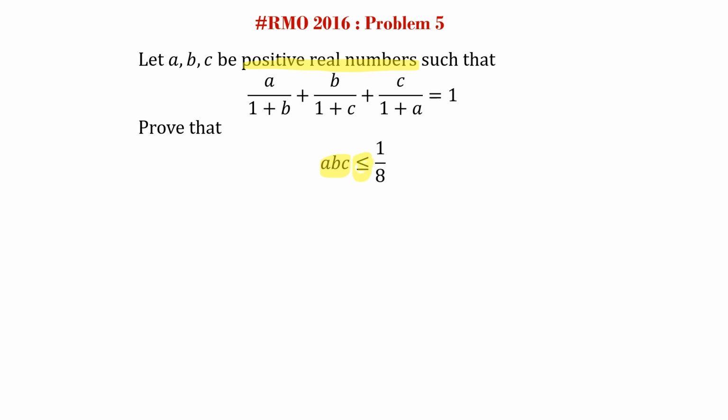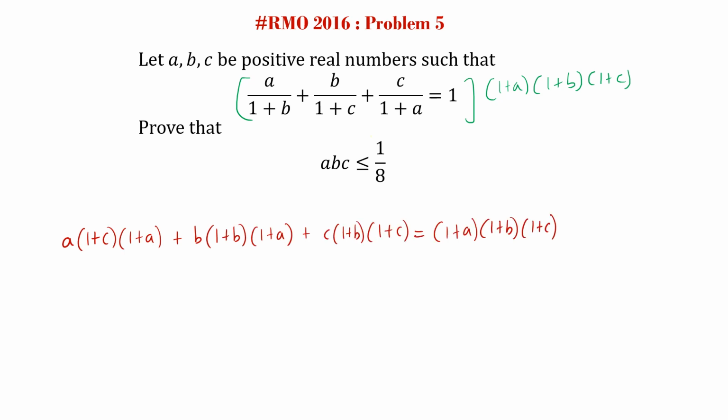Now this question is actually an AM GM inequality problem because obviously if an inequality is involved, the first thing that comes to our mind is AM GM inequality. So let's see how AM GM inequality is involved in this problem. So first, let's simplify this expression by multiplying throughout by 1 plus A, 1 plus B, 1 plus C, so that we can get rid of the denominators on the left hand side.